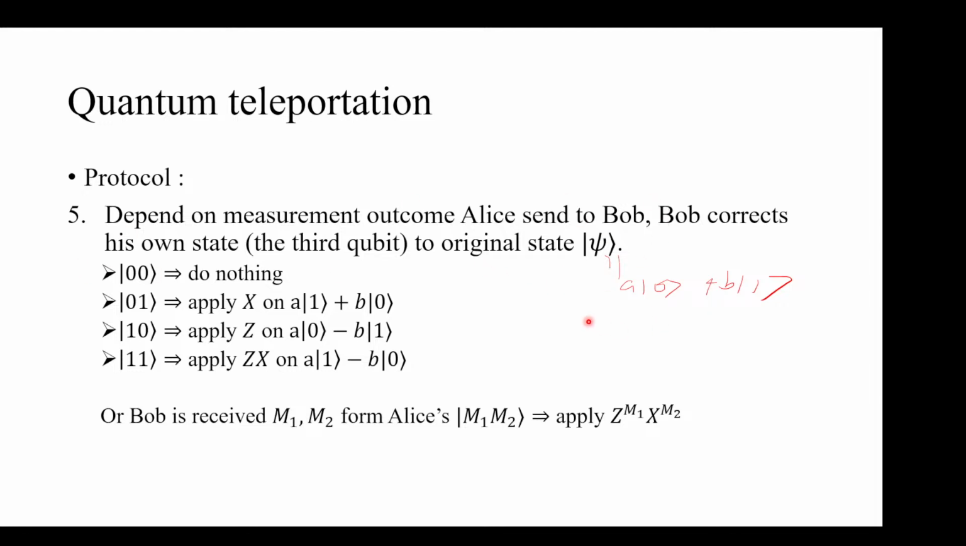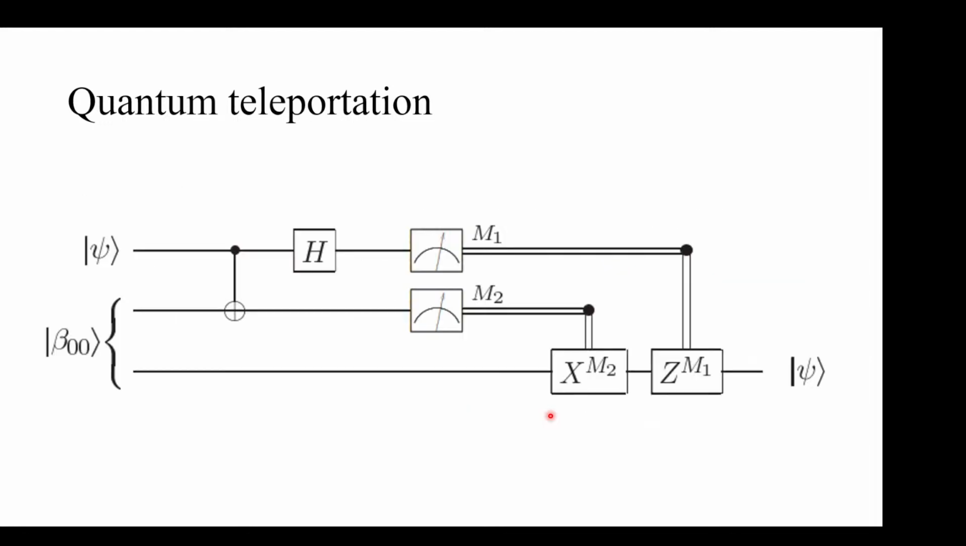Okay. And we have a more mathematical way to write those 4 things we do here. We say that if we have the measurement outcome N1 and N2, then Bob will apply Z to the N1 and X to the N2. This is really just summarizing those 4 things we do here. And here is more summarization. That is, we can write everything in a quantum circuit.